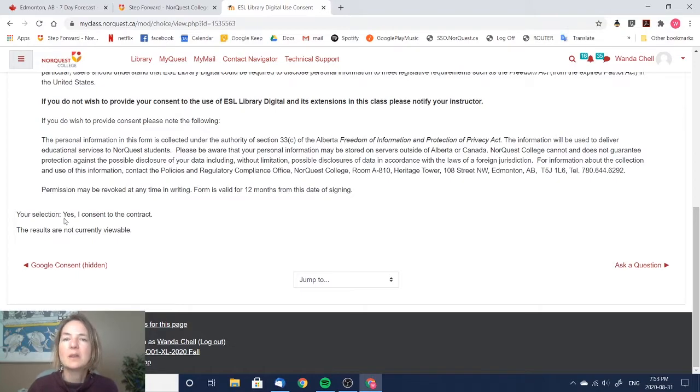And so thank you. That's 3 forms that you need to complete. One is the Google consent, one is ESL Library consent, and one is the attendance contract.